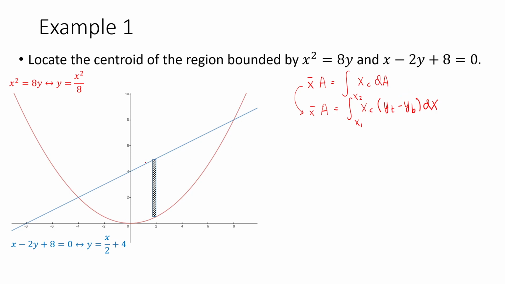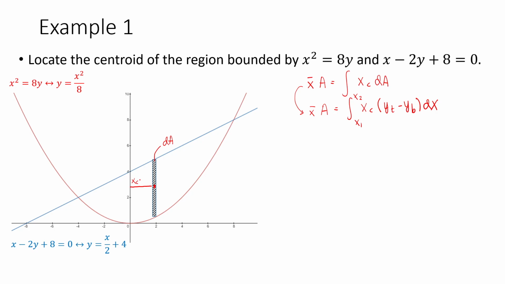So x sub c. For example, this is your differential area, the vertical strip. Since this one is a rectangle, let's say this one is the centroid. So x sub c means the distance in the x direction going towards the centroid of your differential area. So this one is x sub c.